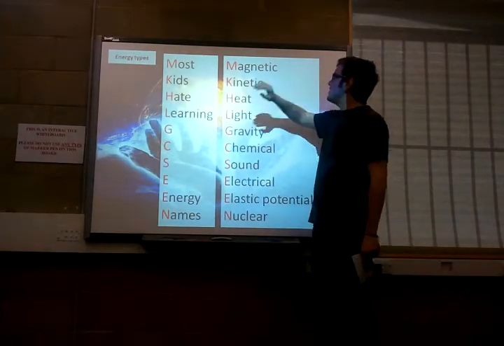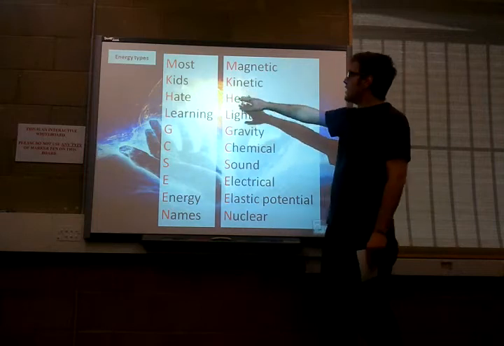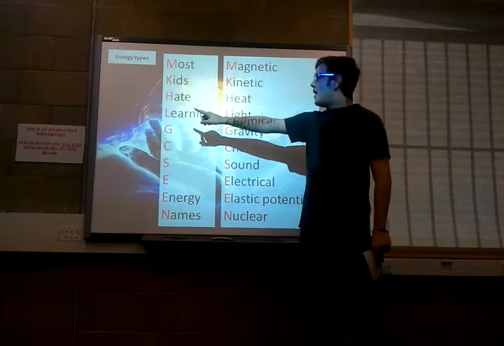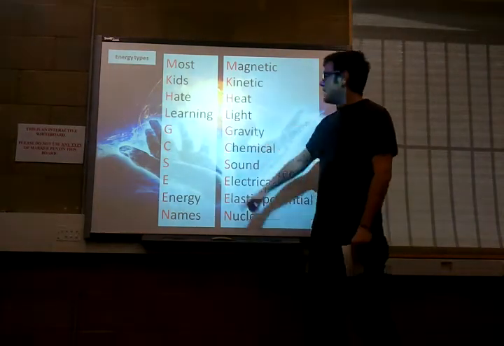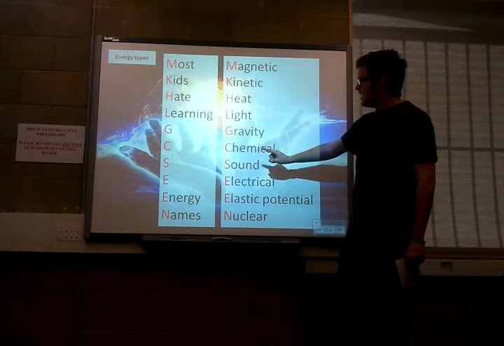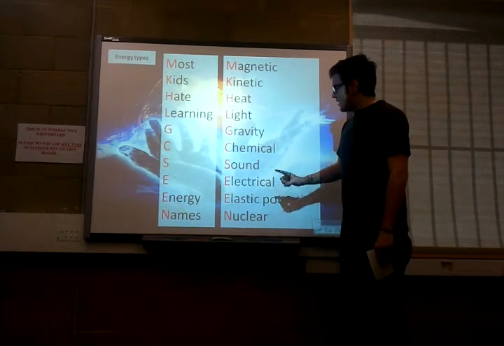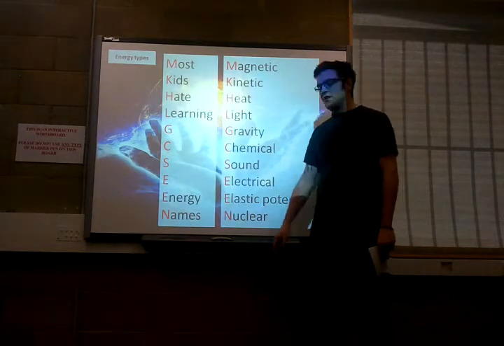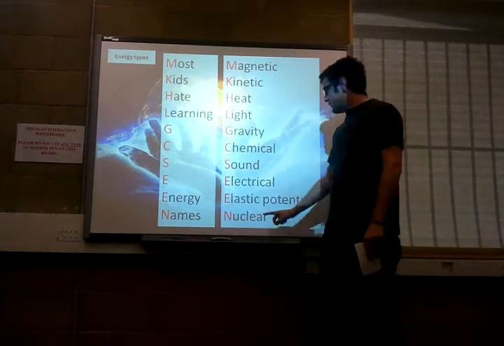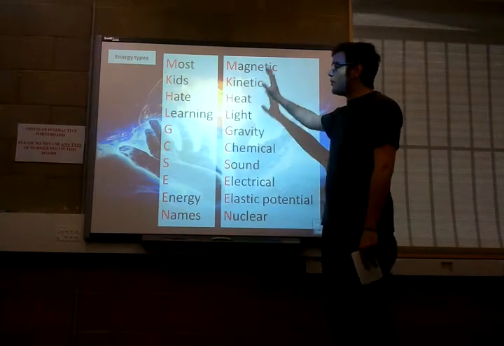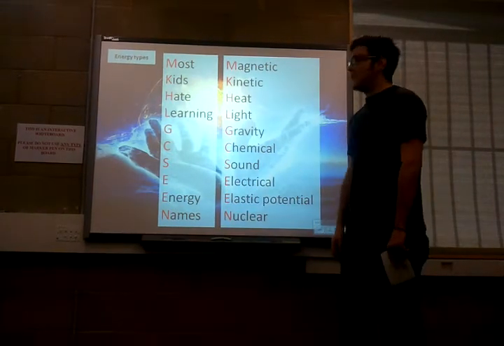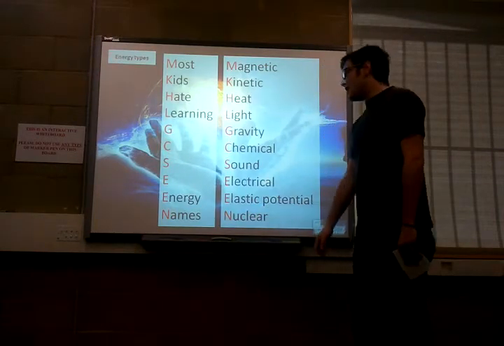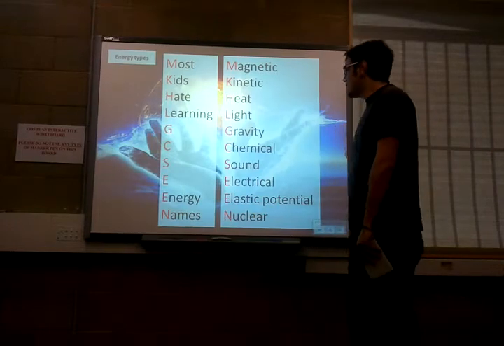So M for most is magnetic, K for kids is kinetic, H for hate is heat, L for learning is light, and then our GCSE is gravity, chemical, sound, electrical, and E for energy is elastic potential, and N for names is nuclear. So what we're going to do is have a look at all these different 10 types of energy. We'll go through them one by one. As I said, some of these were at Key Stage 3, some of these are new for Key Stage 4. So we'll have a look.